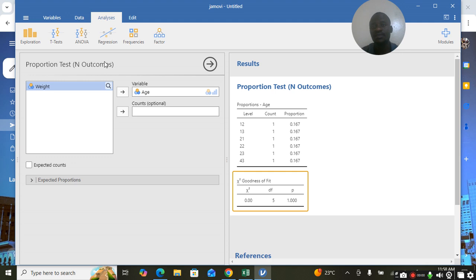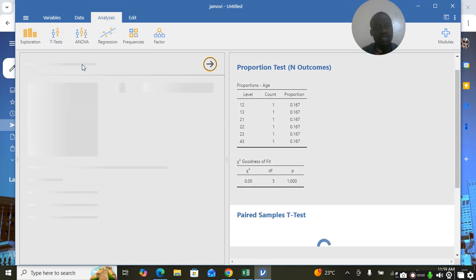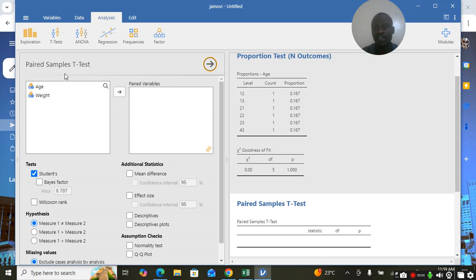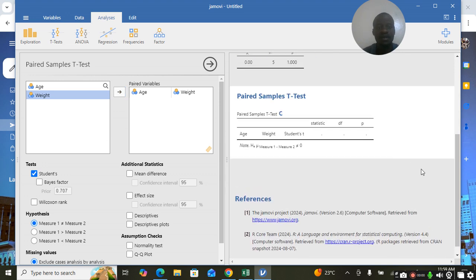So that is it. We can also do many tests. I can decide to analyze the paired test. So paired means two. So because I was having the two data sets, I was having the two variables, I can do the paired test of age and weight as well. So you want to know the relationship of the age and weight. So here we are going to look for the test statistic, again the degree of freedom and the p-value, together with what it means.